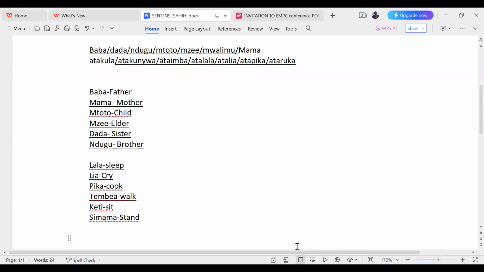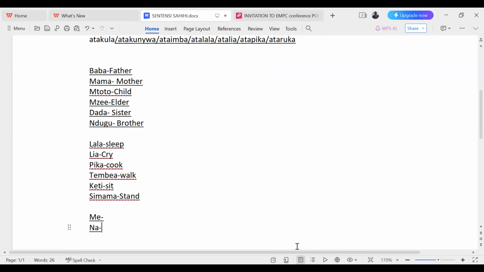So for example, a simple sentence like, if you want to say, father is asleep. Baba lala. So that's where we'll bring, remember, the last time we talked of some prefixes which meant the past tense and present tense. Remember the words me, na, and ta. We talked about them. Me meant past tense, and na meant present tense. This was the last class. Then ta meant future. It's being used to refer to future tense.